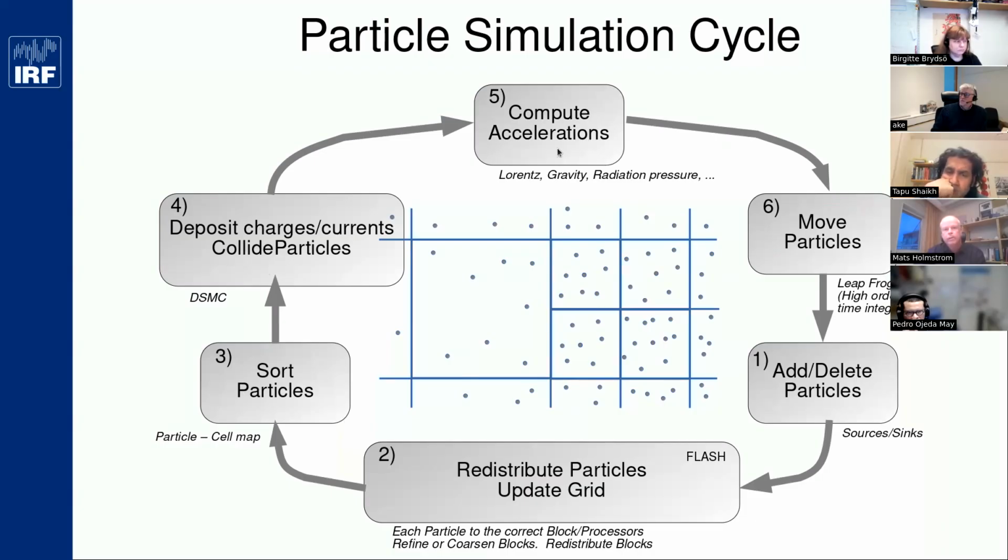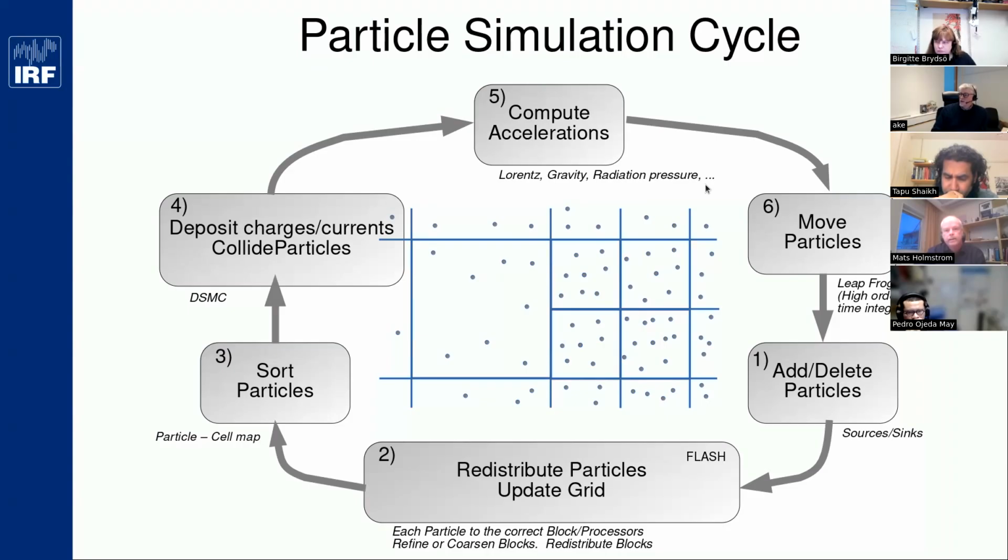And then we compute the accelerations on the ions from Lorentz forces from the electric and magnetic field, but we can also have gravity, radiation pressure, and so on. And then we move the particles using, in this case, a leapfrog integrator. So that's the essential cycle: you move particles, you update the magnetic fields, and you repeat this.